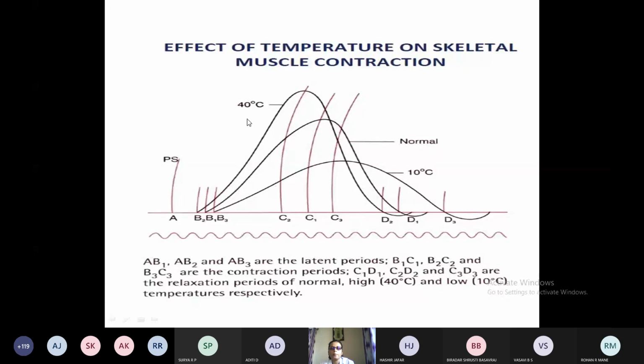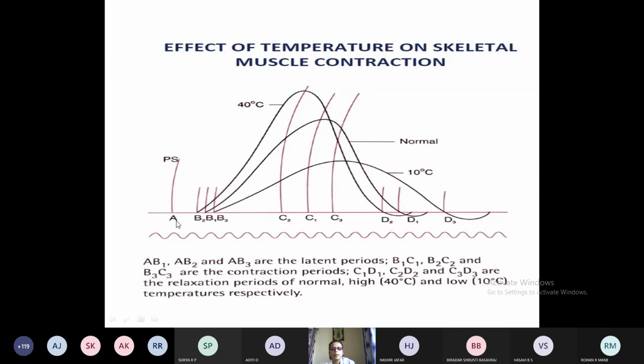If we increase the temperature of the Ringer solution and put the muscle in it, what could happen? Because of the high temperature, whatever muscle proteins are there get denatured, they get agglutinated. Because of that, we are not taking the high temperature beyond 40 degrees. So 40 or 42 is the limit.